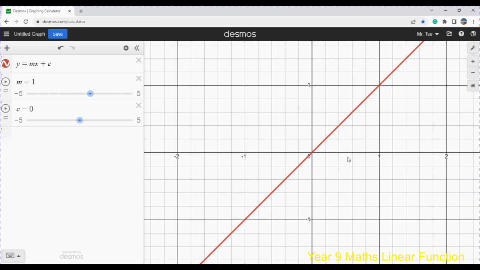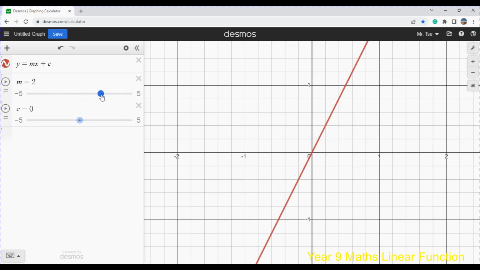So you can see if I go to the right by 1, that's run, and also I go up by 1 unit, that's rise. So when the run is 1, the rise is 1, so the gradient is 1. That's our gray wave, m equals 1. What happens if I change the value of m into 2? Okay, so the line becomes steeper.